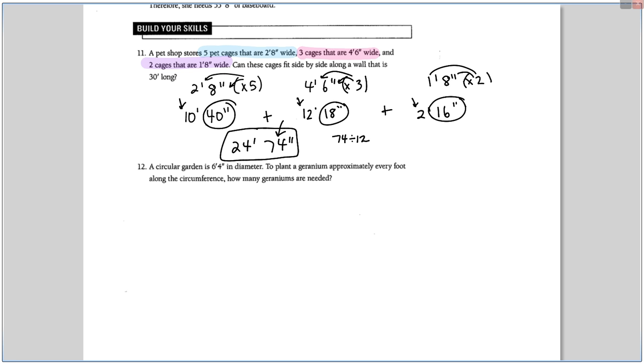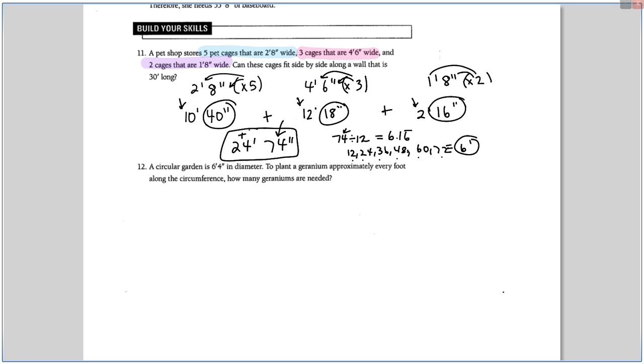Just hit that in your calculator. You get 6.16 repeating, some really weird number. So just count by 12s. Figure this out: 12, 24, 36, 48, 60, 72. See how we're close to 74 here? So there's 1, 2, 3, 4, 5, 6 feet for sure in these 74 inches.